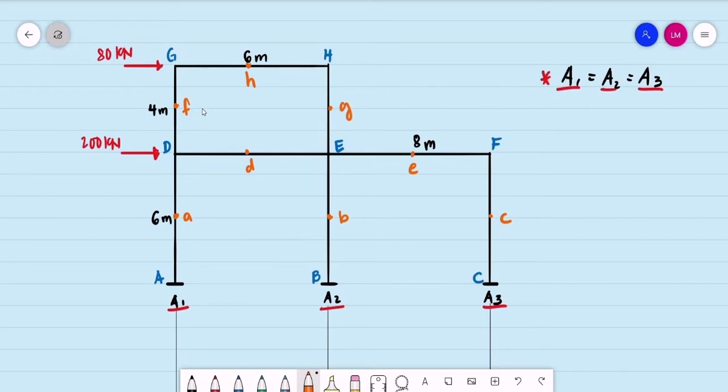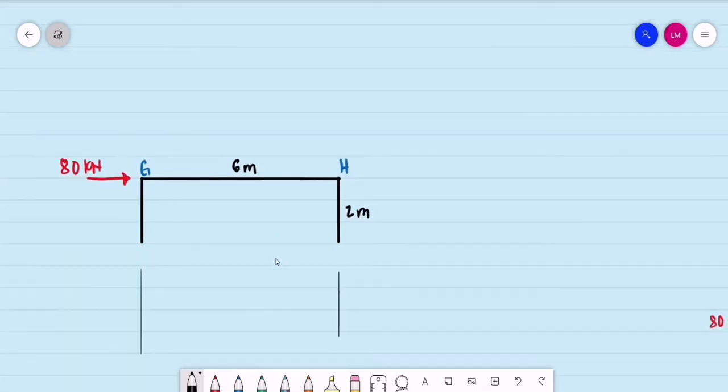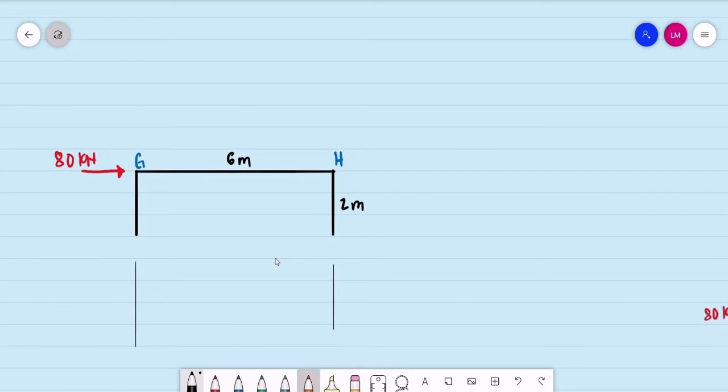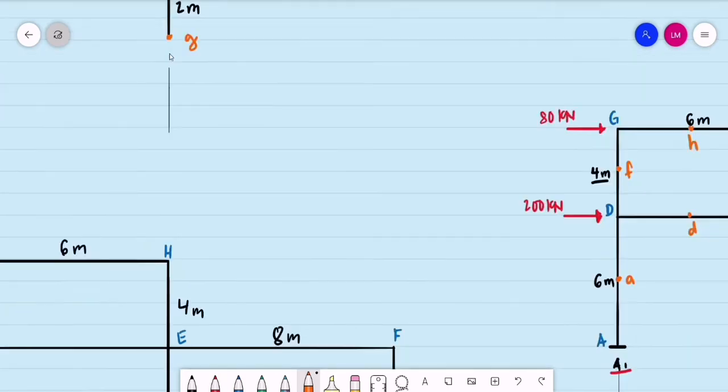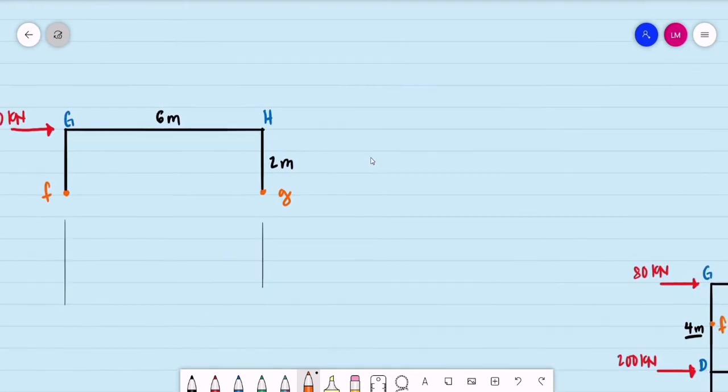The second assumption of the cantilever method is that we need to locate the centroid of all columns on a given story. We start on the second level. The total height of the second level is 4 meters, and we are just considering the upper half, which will be 2 meters. Let's say these are the points of inflection for the two columns, point F and point G.